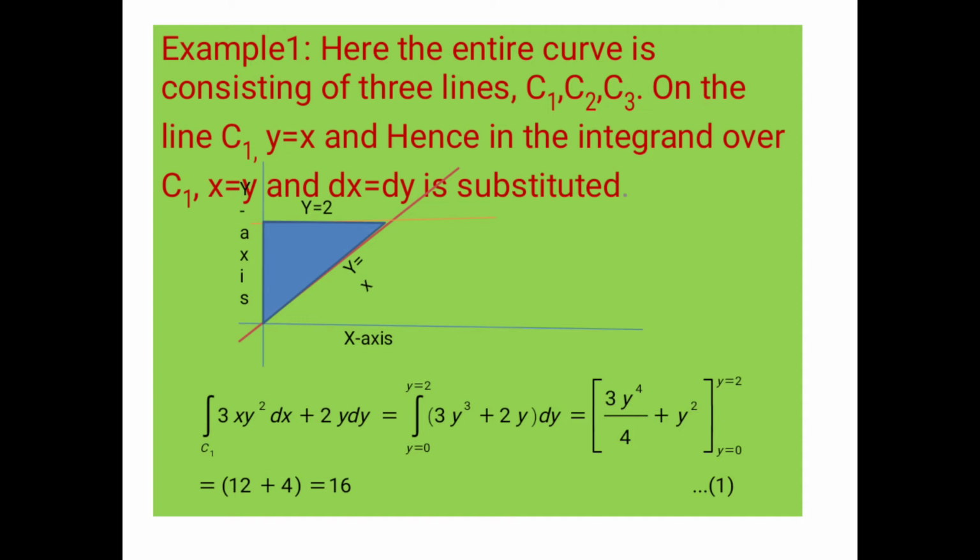After integration, the first term 3y³ gives 3 times y⁴ divided by 4, and the integration of the second one is 2y² divided by 2, or simply y². Here y ranges from 0 to 2, that is the lower limit is 0 and the upper limit is 2. Substituting these values, we get that the integration is 12 + 4, or 16. Let us call this equation 1.